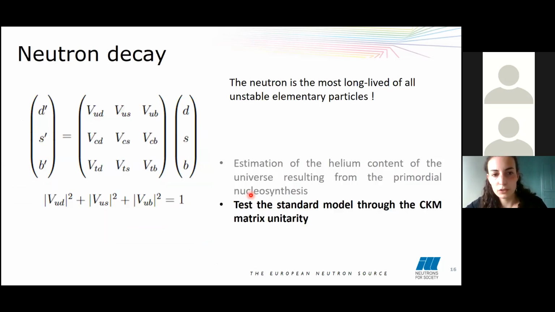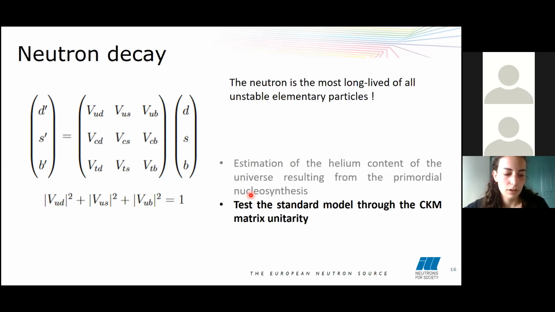The second field is quantum field theory. The neutron lifetime can be a means for testing the unitarity of the CKM matrix. This is the matrix that rotates the flavor eigenstates or the mass eigenstates into the weak eigenstates.